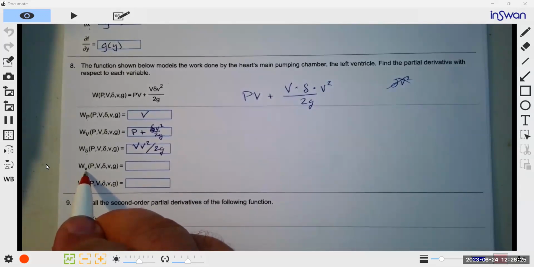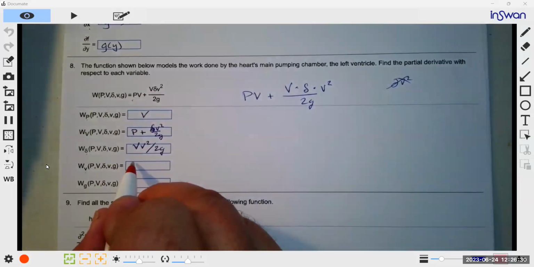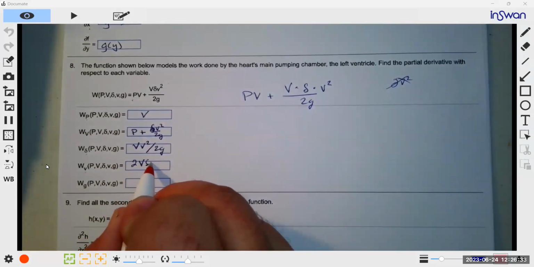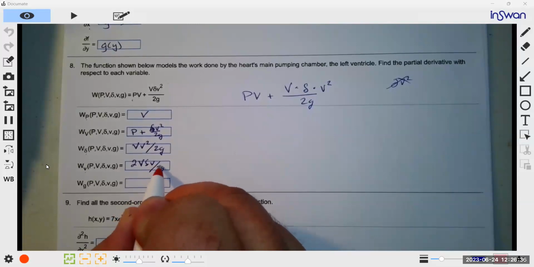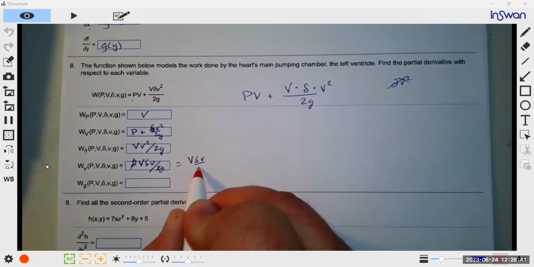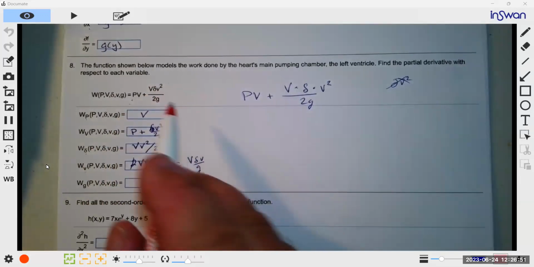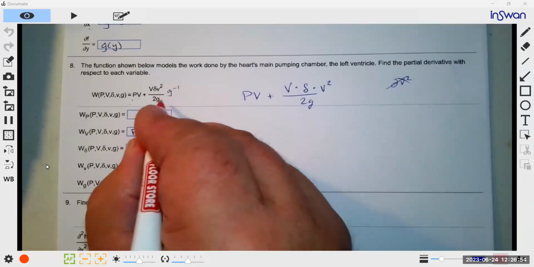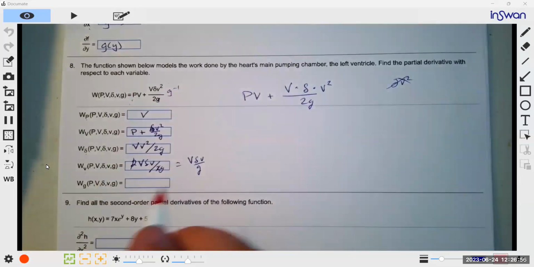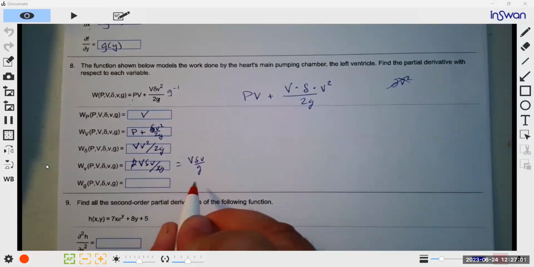With respect to little v, that one disappears. So this one becomes 2v, so it's 2v delta little v over 2g. The 2's cancel, so it's V delta v over g. And with respect to g, that one disappears. The g comes up. The derivative of that one makes it negative, and it goes back on the bottom as squared. So it makes the function negative.